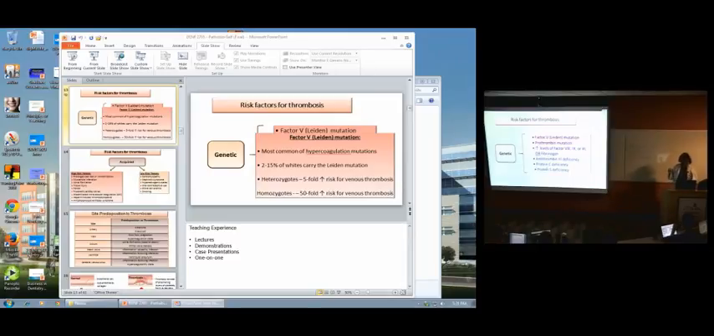So what are the risk factors for thrombosis? Generally, they're divided into two. You have the genetic factors, and then you have the acquired factors. For the genetic, the most important is factor V, also referred to as the Leiden mutation. Then you have prothrombin, and then you have increased levels of certain factors. These are generally factors that are involved in promoting coagulation.